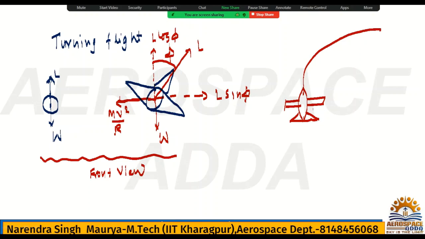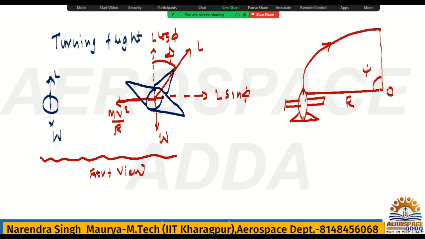Okay, now if you check, this is the one arc, and this is the angle which is called turning angle. This is the O center, okay, and this is nothing but radius of the turning. All right, this aircraft is going to turn this side.